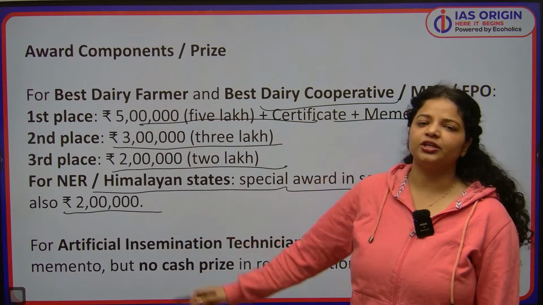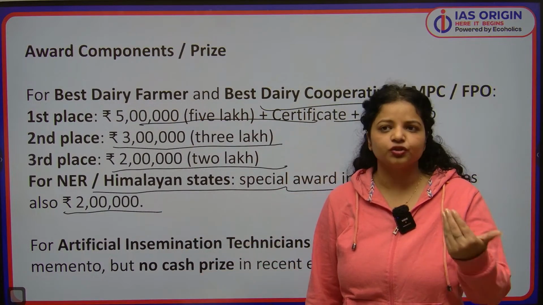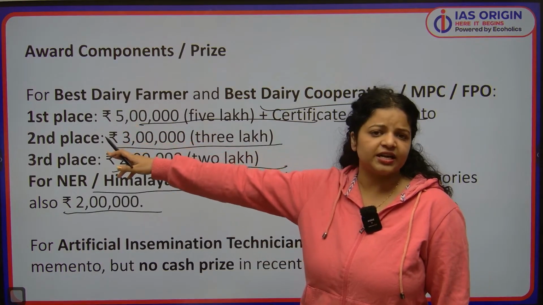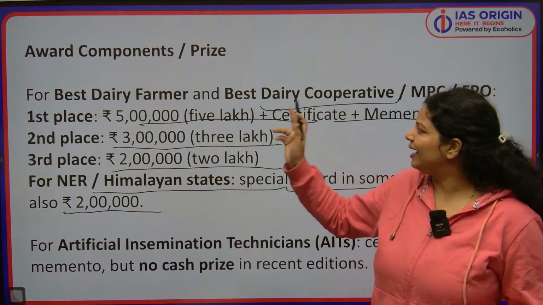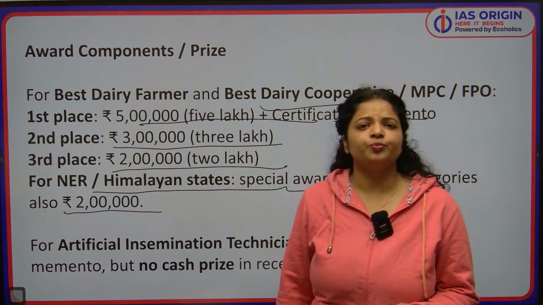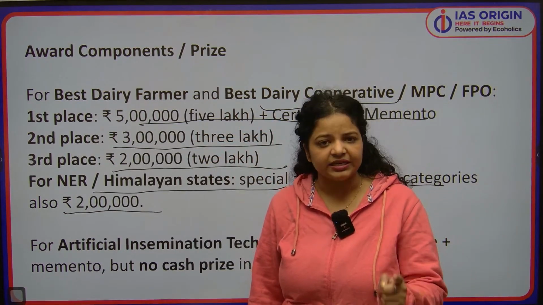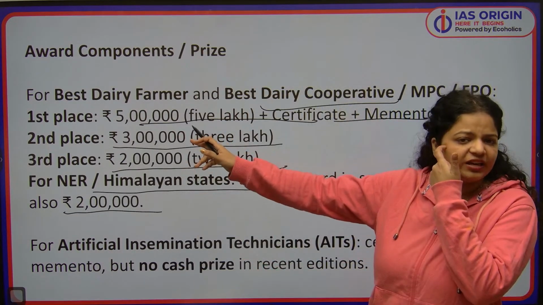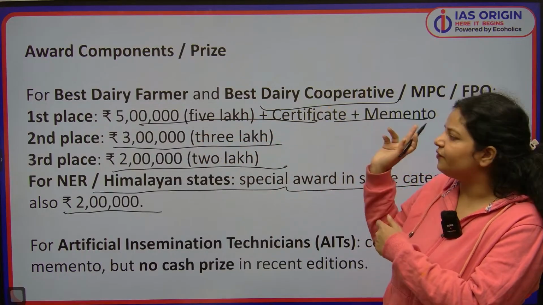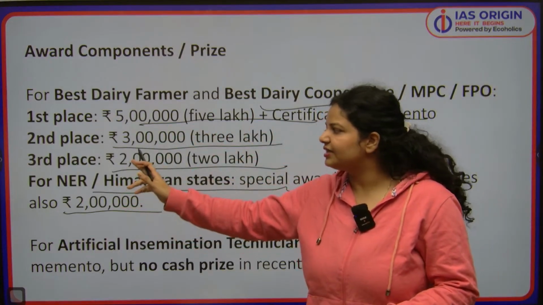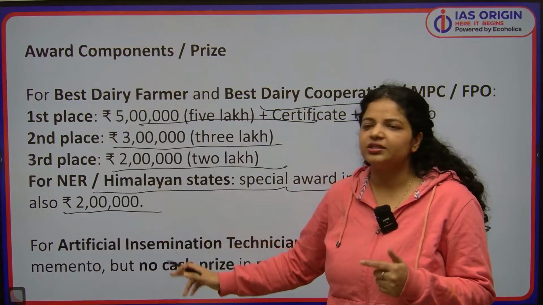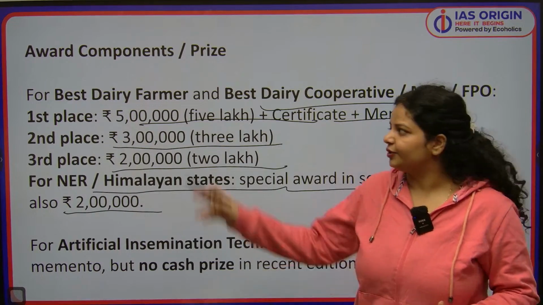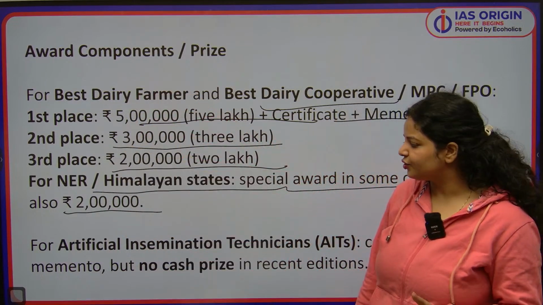So this is the prize for the individuals or companies who are fulfilling all the criteria: if they get first place under this award, they will be given 5 lakh, certificate and memento. If UPSC asks you whether all the winners will get the money plus certificate and memento, the answer is no. Majorly only the first place gets the 5 lakh, certificate and memento. Second place and third place get 3 lakh and 2 lakh, and the northeast and Himalayan states also get 2 lakh. So this is the prize distribution which you will see.